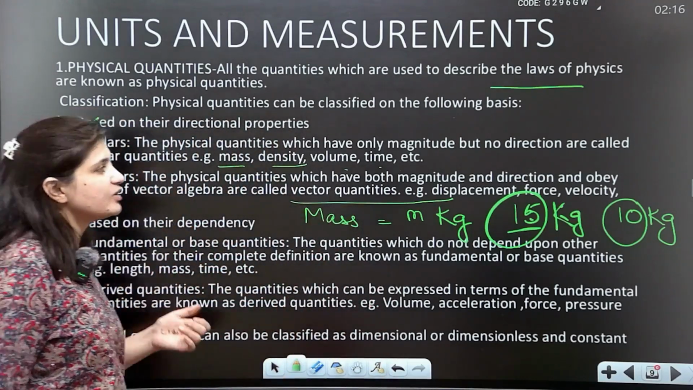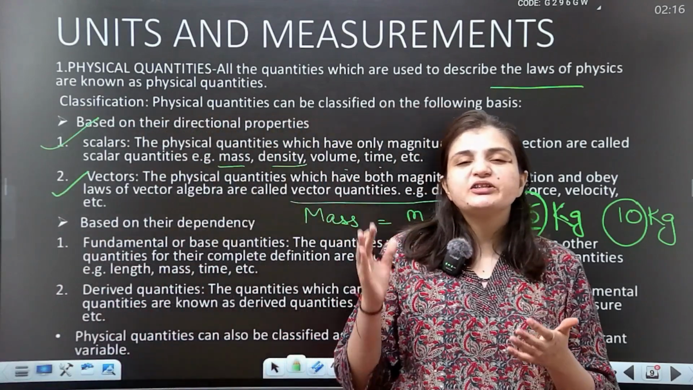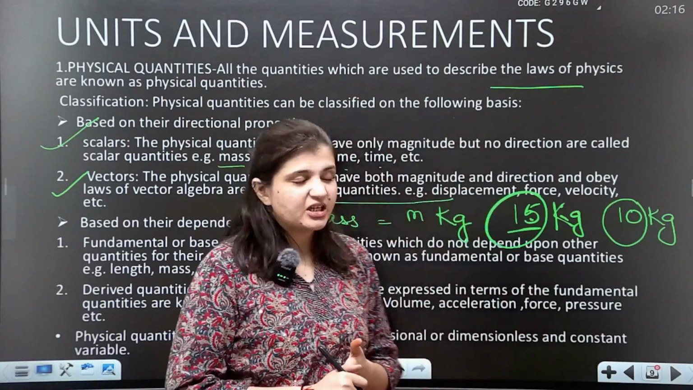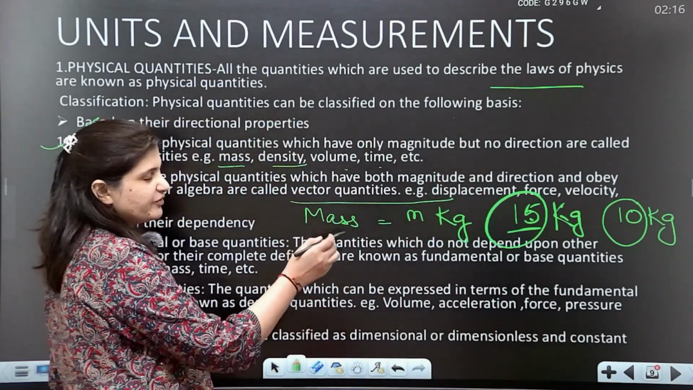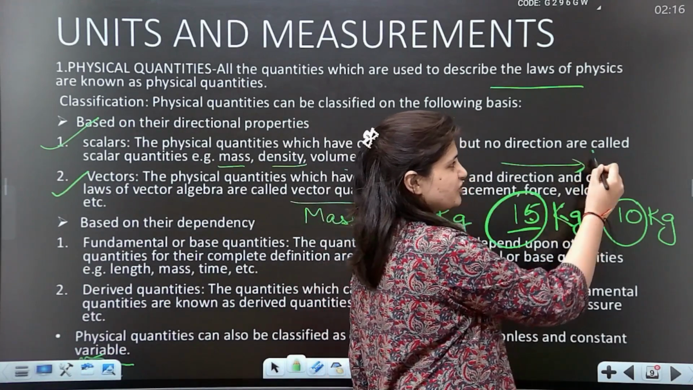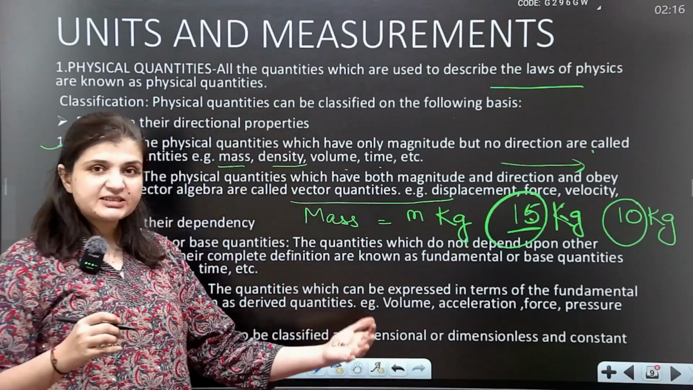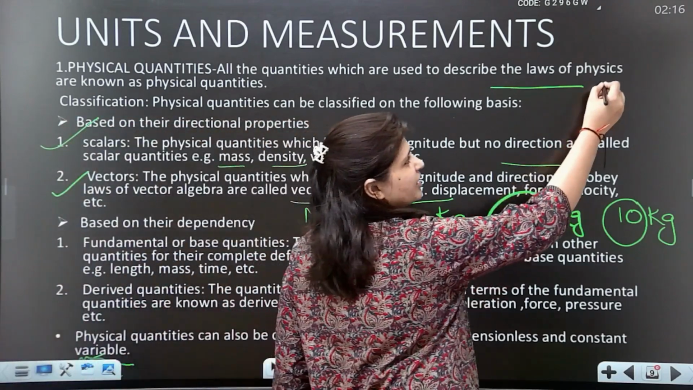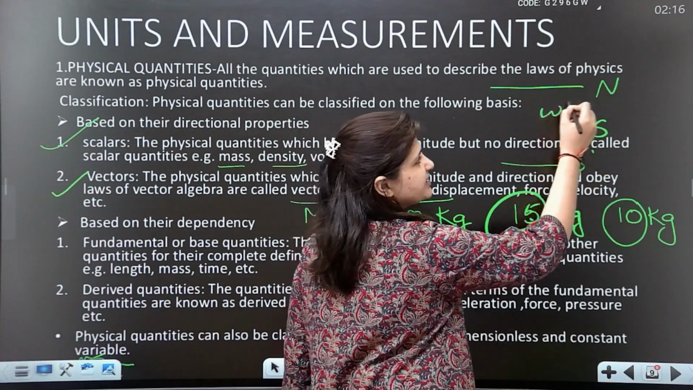Now, what is a vector quantity? It has both magnitude as well as direction. For example, if we have a 15 kg object going with a velocity in the east direction. If we study direction, we have north, south, west and east.